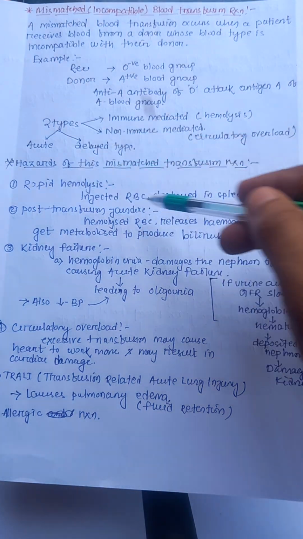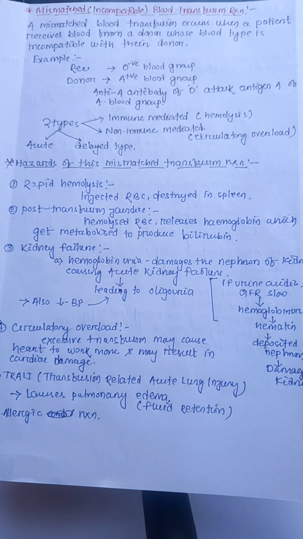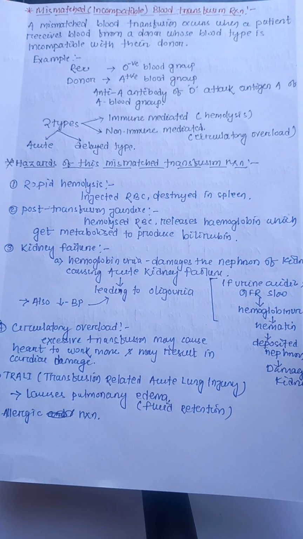Okay, and the rapid hemolysis: the injected RBCs are destroyed in the spleen, a post-transfusion injury. Jaundice and kidney failure occur because of the free hemoglobin destroyed like this. Hematin deposited in the nephron causes kidney damage. Circulatory overload: excessive transfusion causes cardiac overload. If we give excessive blood to the body that the heart is not capable of handling, the heart will not be able to maintain its normal function.